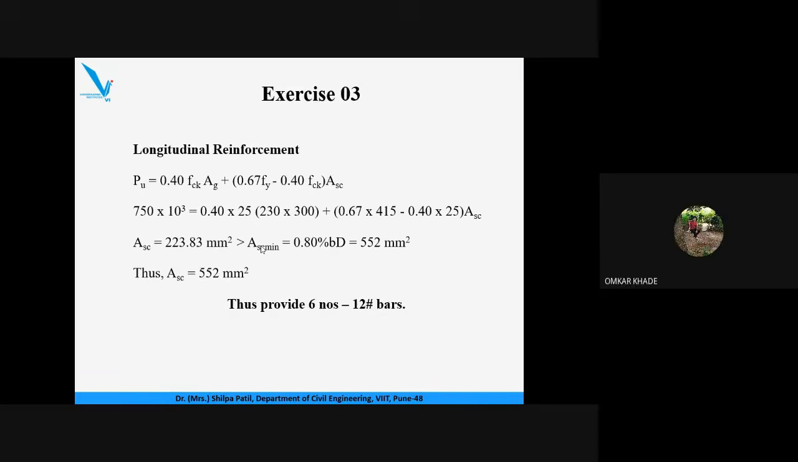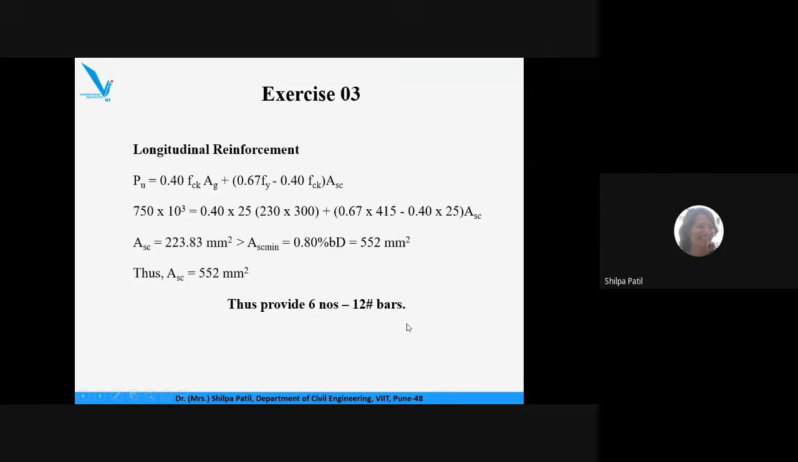Okay, so the next step is finding longitudinal reinforcement. So this is the formula which we discussed yesterday already. So Pu is equal to 0.4 fck into Ag. By putting all these values in the equation, we don't have Ac. So by making use of this equation, we will find out the area of steel required in a longitudinal direction. That is coming out as 223.83 mm square. Compare it with the minimum required, that is 0.8% of the total cross-sectional area. That is coming as 552. So the minimum value is 552, and we will provide the minimum area as 552.